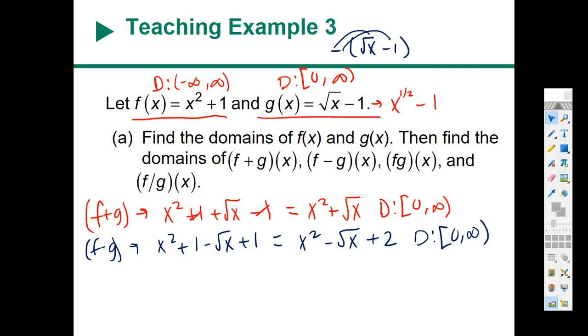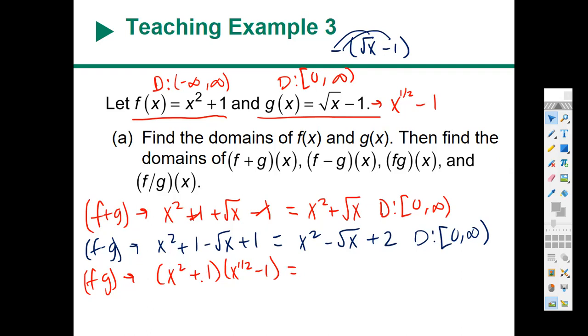Hold on. What are we doing right now? Are we doing multiplication? We're about to multiply. So for f times g, we have x squared plus 1 times x to the 1/2 minus 1. Writing it as x to the half makes it easier for you to multiply with your powers.